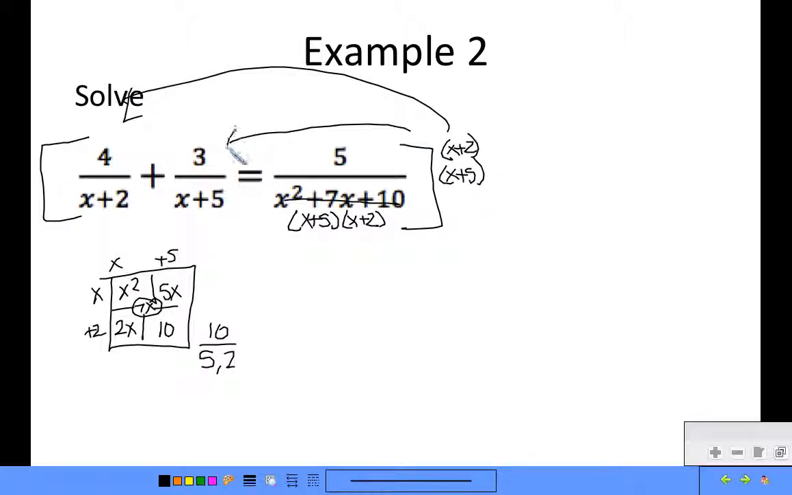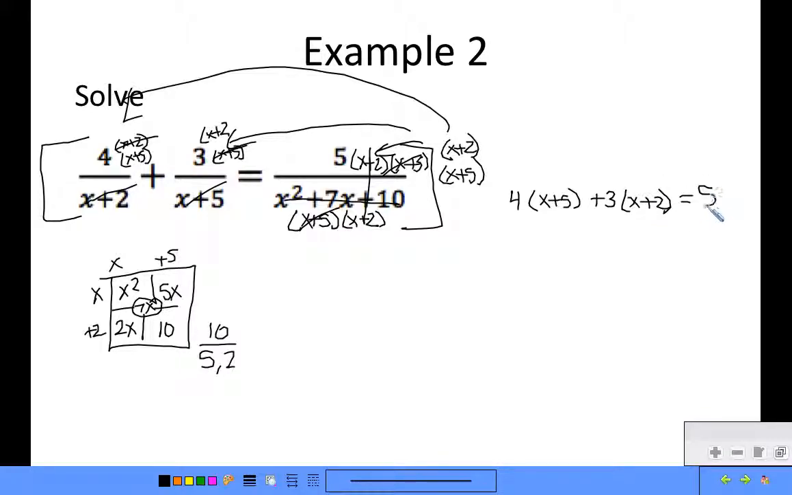So we're going to multiply all of these in. So next to this one, we'd have x plus 2 and x plus 5. And you'll notice the x plus 2 is reduced down to 1. So we have our x plus 2 and x plus 5. X plus 5 is reduced down to 1. X plus 2, x plus 5. Well, x plus 2 and x plus 2 is 1. X plus 5 and x plus 5 is 1. So we're left with 4 times x plus 5 plus 3 times x plus 2 equals 5. And now we can distribute and solve.